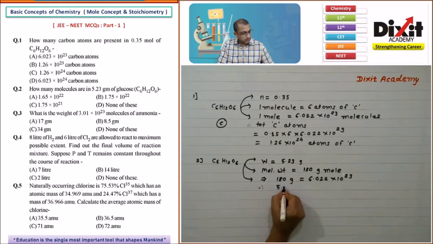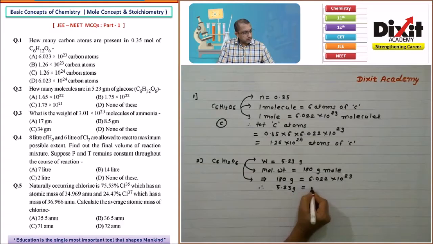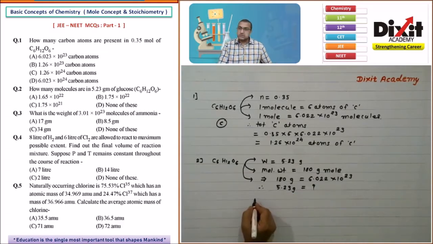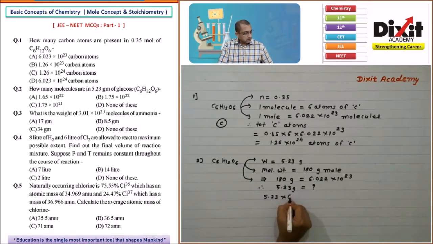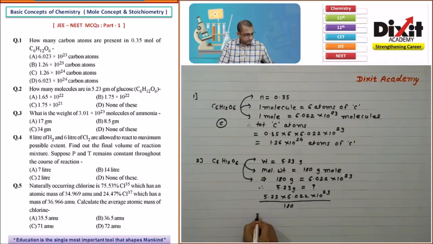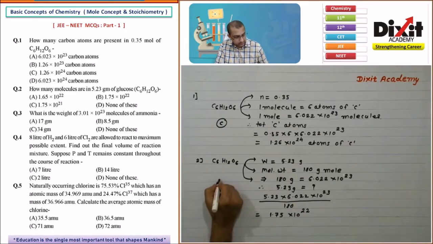Therefore, 5.23 grams will contain how much? Cross multiplication and get the answer. So 5.23 into 6.022 into 10 raised to 23 divided by molar mass of glucose 180. After simplifying, the answer is 1.75 into 10 raised to 22 molecules. Option is B.